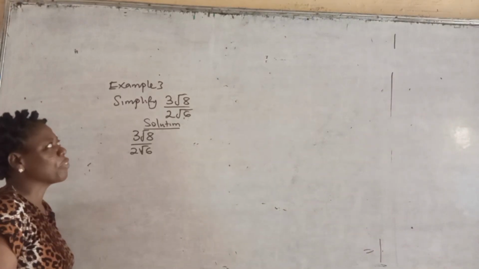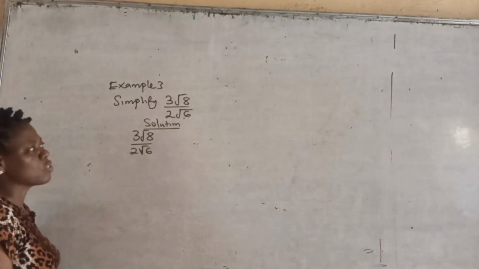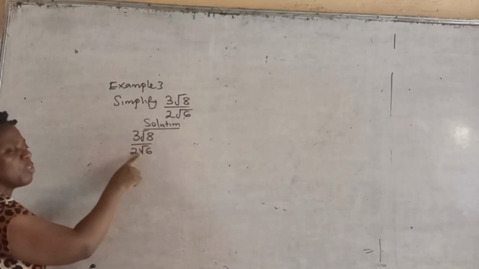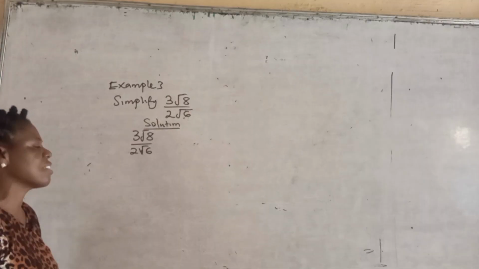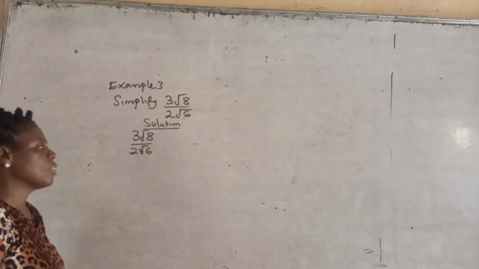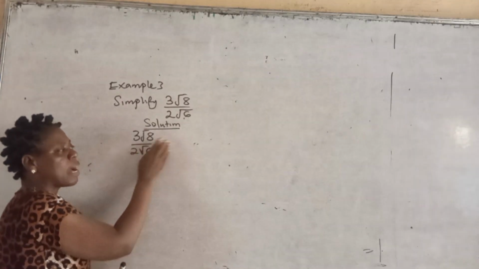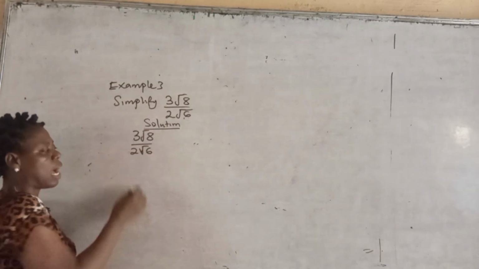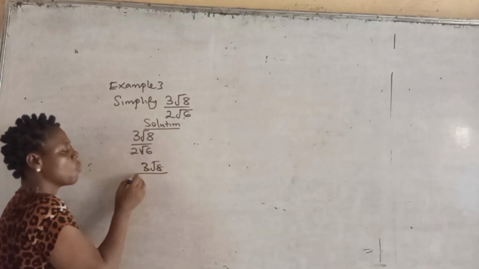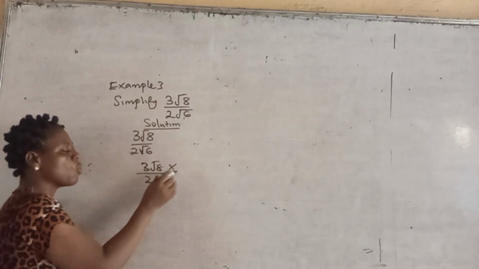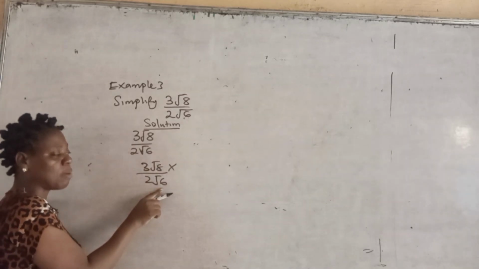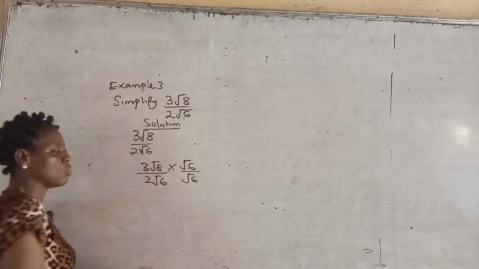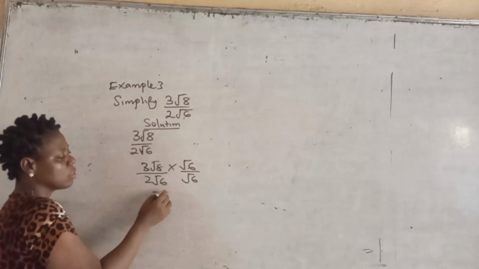We are looking at example 3, simplify 3 root 8 over 2 root 6. The solution, we have 3 root 8 over 2 root 6. You see that the one I'm having here has a number beside it. We do the same pattern with that. You can multiply the two numbers, or you take only the irrational number to multiply through. But how we say 3 root 8 over 2 root 6, I'll pick only the irrational number, which is root 6. I'll multiply it by the numerator and the denominator. And from here, I have what?